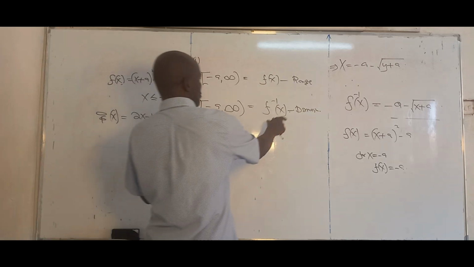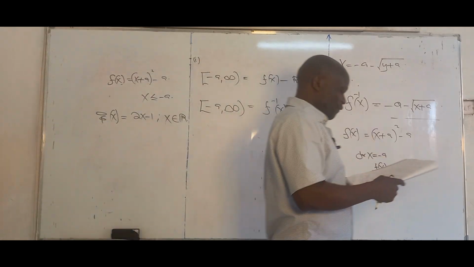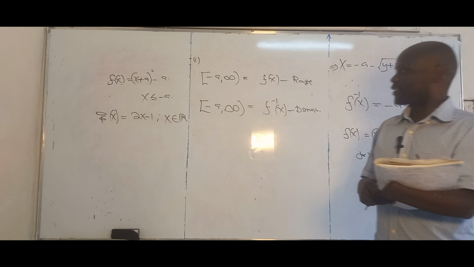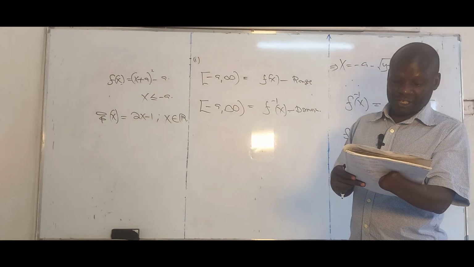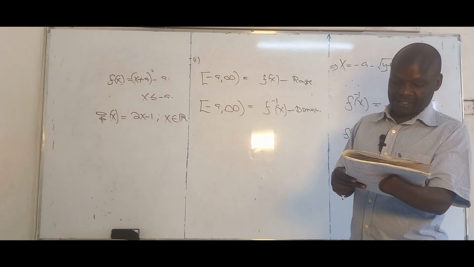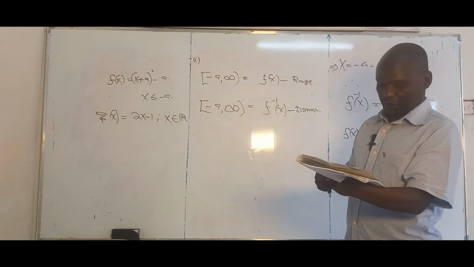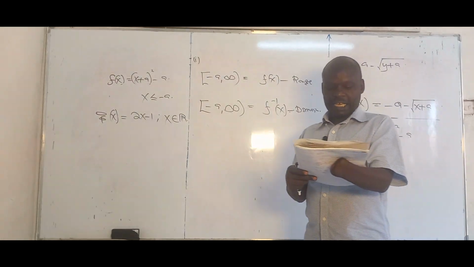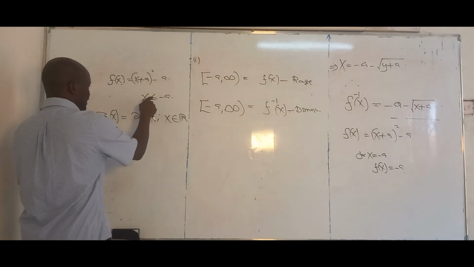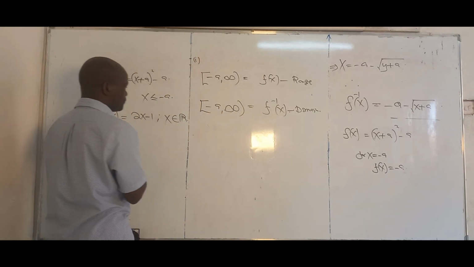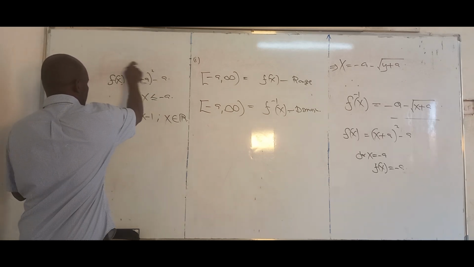Yeah, this is just the domain. So we need to state the range. So we say the range of f inverse is the domain of f of x. The range of f inverse of x is the domain of f of x, which is x is less than minus a. So let's see the domain here. Let's define the domain.